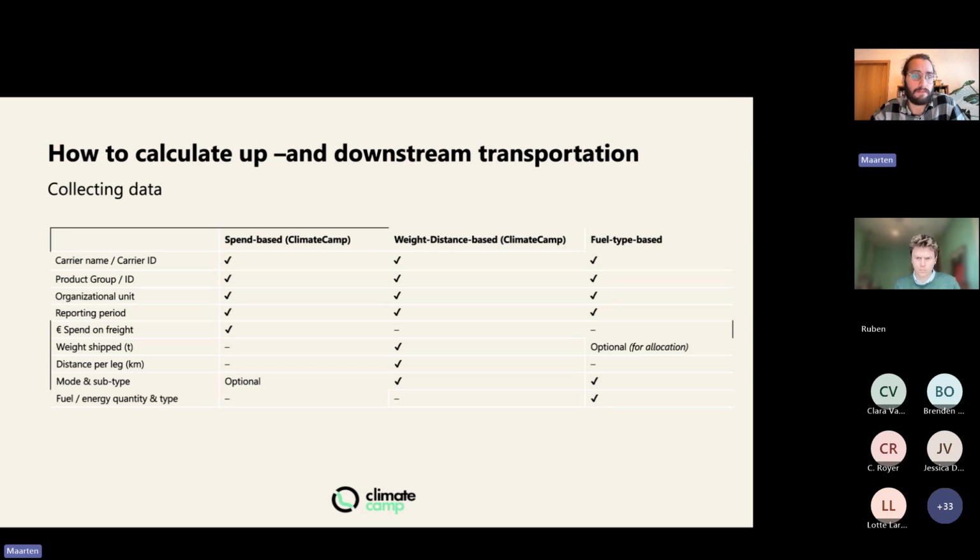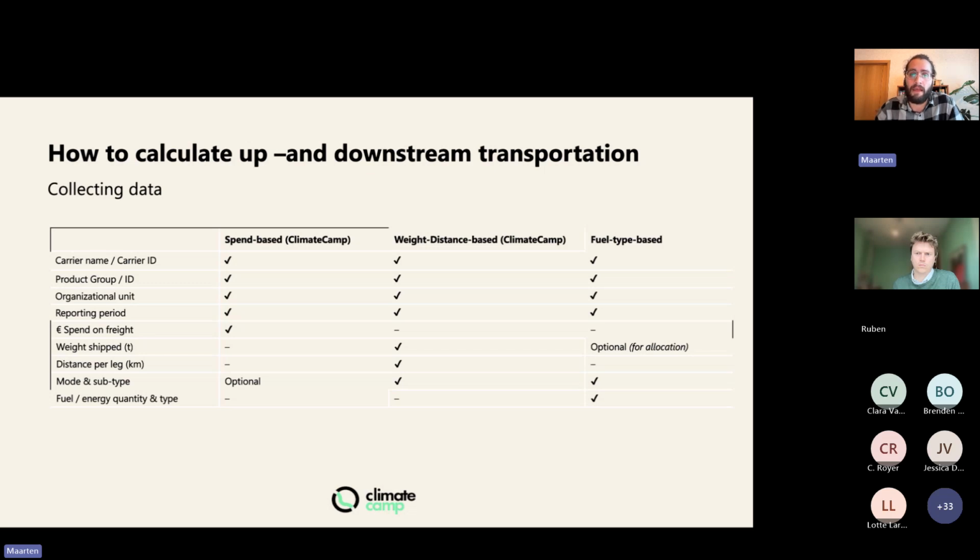Here you will try to estimate the weight shipped, or maybe you already have access to the weight being shipped, and you will have the distance per leg. So we can calculate the ton kilometers, as mentioned before, for the transport chain elements. And then we will also track for mode and subtype. Again, you can go more granular depending on mode, can just be a generic truck, a generic train, and then you can dive deeper into subtypes, but you need access to this information, which logistics providers will not always be able to give you.